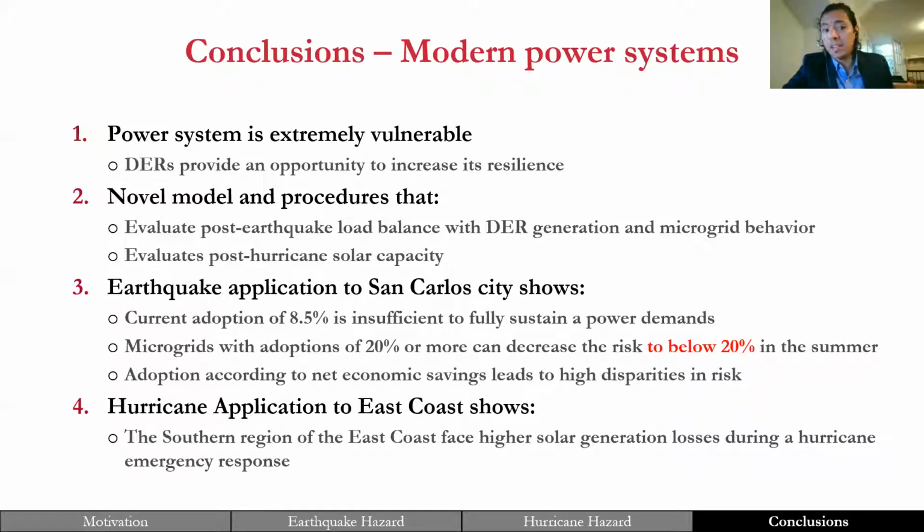And the hurricane application on the East Coast points to the fact that policymakers and structural engineers should be aware of the higher risks on the southern part of the United States, and potentially revise the code. Because now, if solar generation becomes the pillar of power systems, it needs to be more resilient than what it has been designed for. It needs a higher importance factor for design, and that's going to make a difference, especially for the places that you saw in blue.